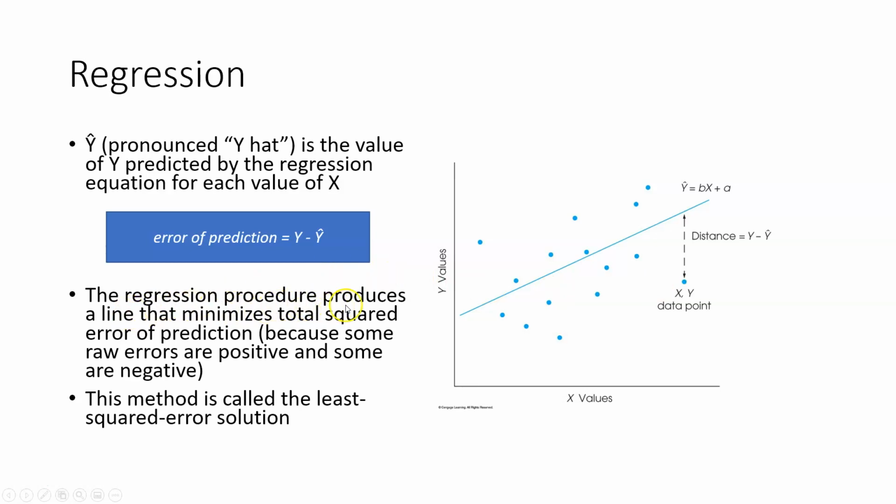The regression procedure produces a line that minimizes total squared error of prediction, because some of the raw errors are positive and some are negative. So if you add up all of the negative errors that fall below the line, like this, and all the positive errors that fall above the line, like this, they will add up to 0 if you have found the actual regression equation that best represents these two variables.